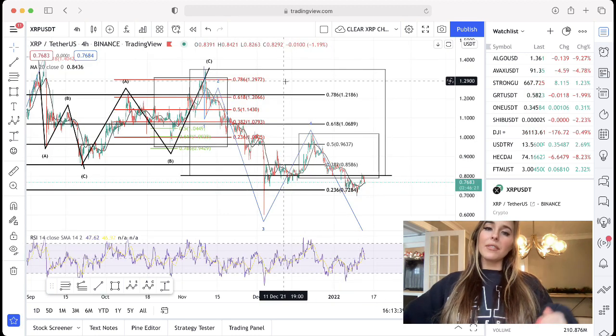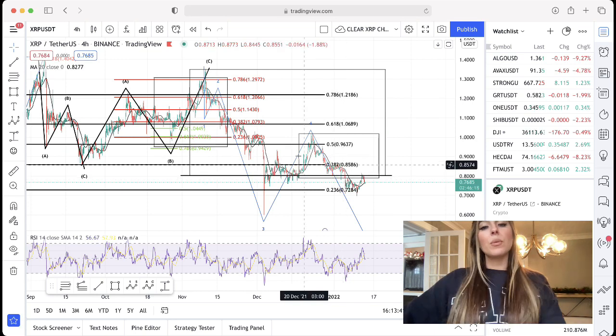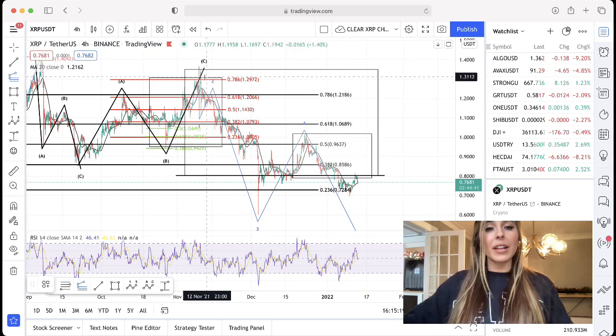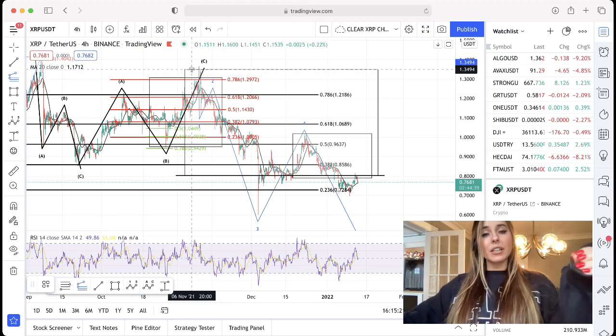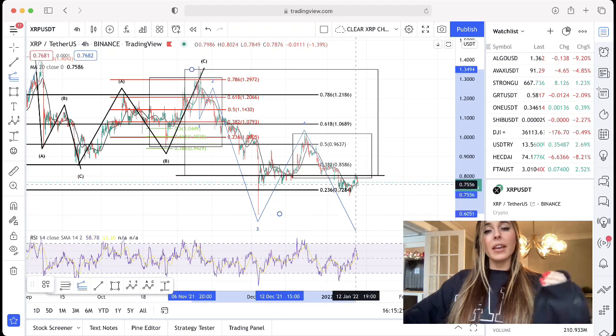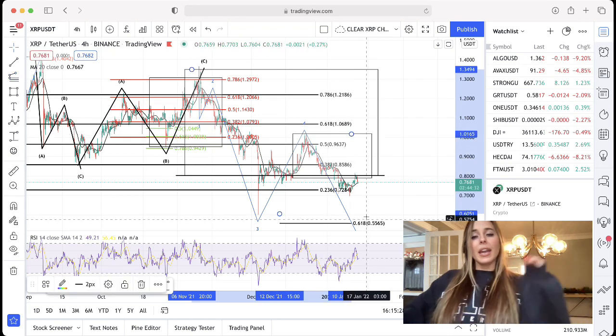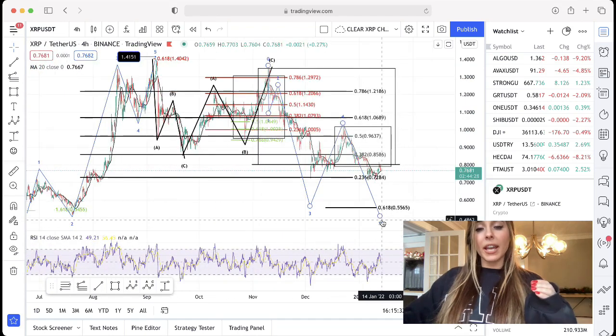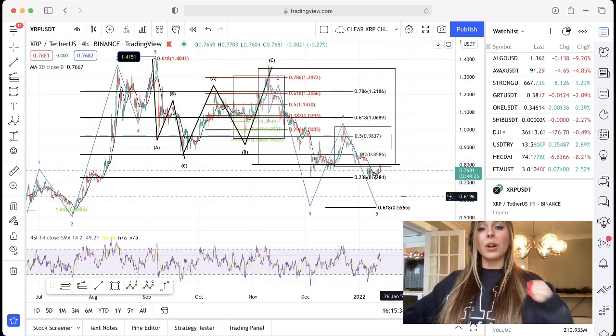Okay, so now that we have this 1-to-1 for wave C, we want to get our last target for this 5th wave. So that's going to be the trend-based fib extension. We're going to come down here to the top, come down to the bottom of the wick, and up to where 4 went. And so the bottom here at the 618, this is our 618 extension target for wave 5.